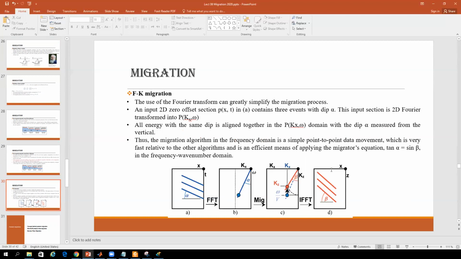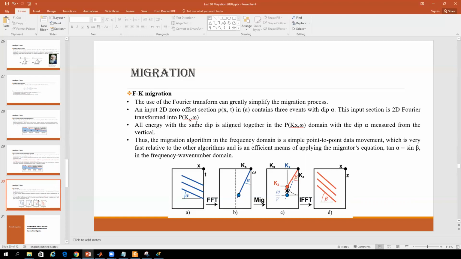So we have seen now that in both migration techniques or approaches, our aim is to bring back the diffraction curves into their locations if any point in the seismic event is a kind of diffraction point.